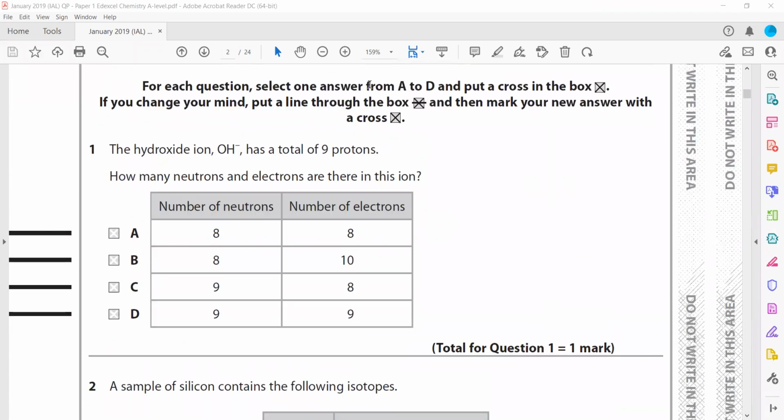The first question: hydroxide has a total of 9 protons. How many neutrons and electrons are there in this ion? As you can see, there is a negative charge, -1. So it means it should have one extra electron so that the overall charge should be -1. When we check the options, if 9 protons are there, to have a net charge of -1, there should be 10 electrons. So that's why B is the right answer.